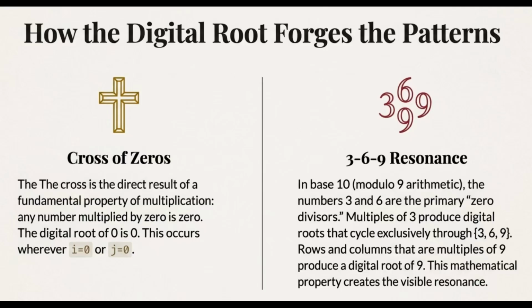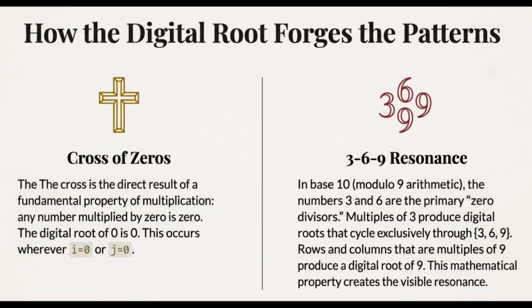And this structural requirement explains the visual geometry. The 3, 6, 9 bands are not random lines of light and shadow. They are the geometrically precise manifestation of the multiplication table of 3 and 6 within the modulo 9 system. The mathematical discovery is clear.